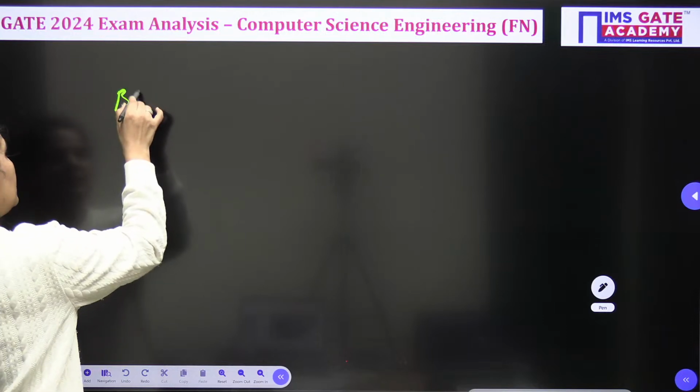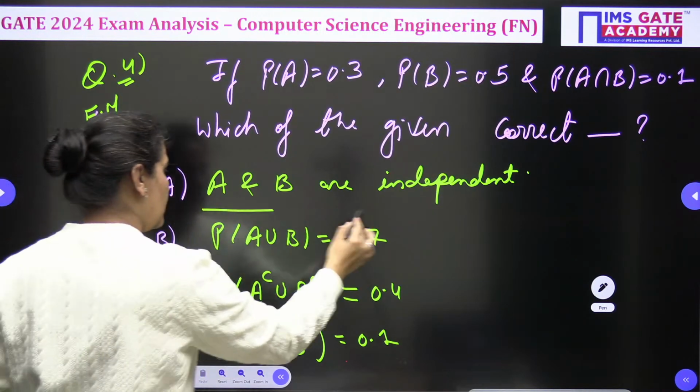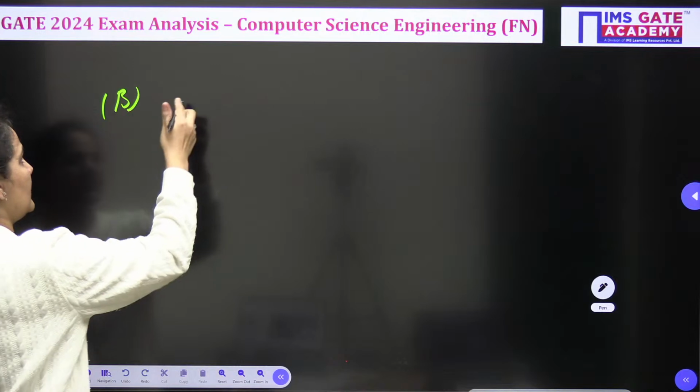Let's come to option B. When I'm coming to option B, is probability of A union B 0.7 or not?